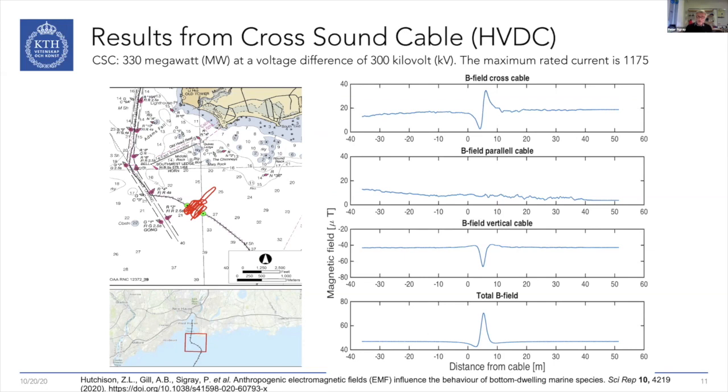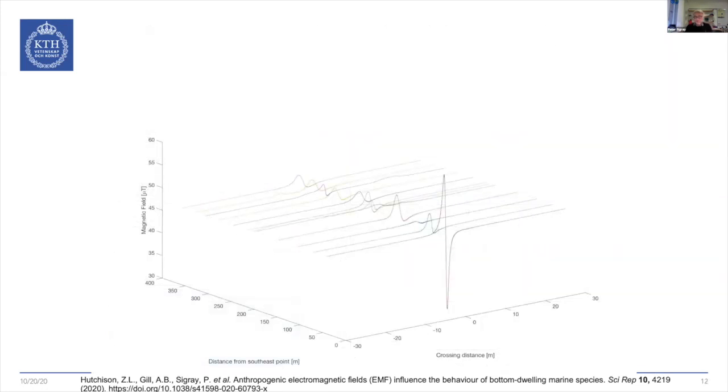I show you just how it looked when we made more transects, and this is more the normal situation. Every line here is about 300 meters, and this is about 60 meters, so it's not the same dimensions in X and Y direction. And this is the really strong signal from the cable. But most of them are not that strong. So it's more normal to have 2-3 microtesla deviation from the Earth magnetic field than to have bigger than that.